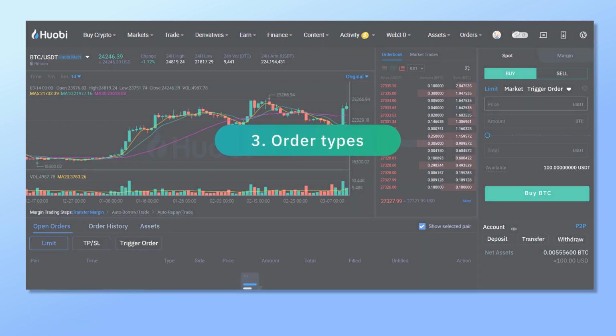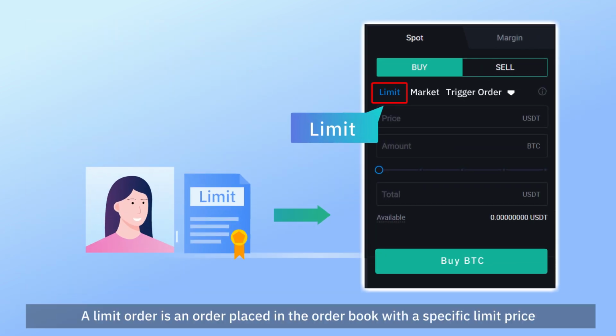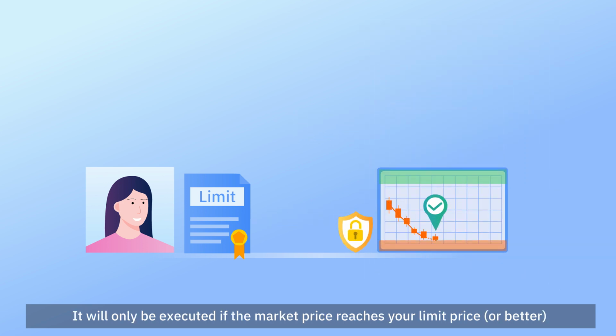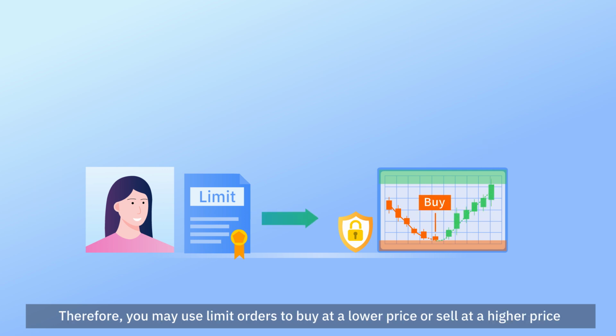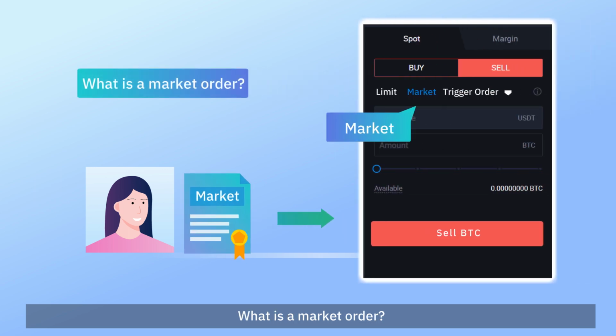3. Order types. What is a limit order? A limit order is an order placed in the order box with a specific limit price. It will only be executed if the market price reaches your limit price or better. Therefore, you may use limit orders to buy at a low price or sell at a higher price than the current market price. What is a market order?